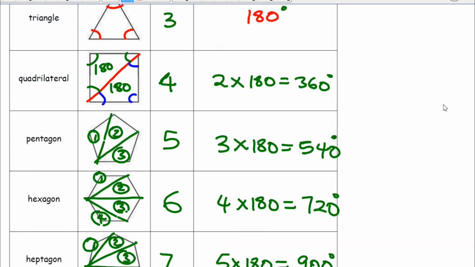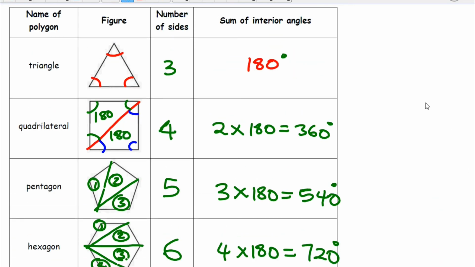Now I just want to go back up and look at a pattern. Remember, this was the first triangle. It's just one triangle. Of course, 180 multiplied by 1 is just 180 because you have one triangle. Now I want to look at the pattern here: the relationship between the number of triangles and the number of sides.